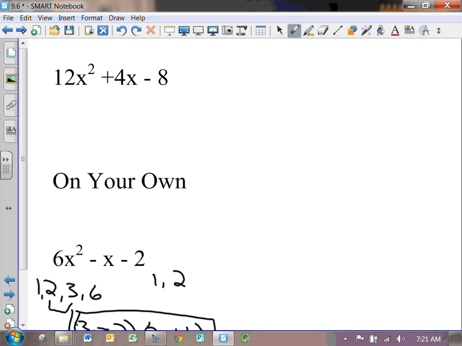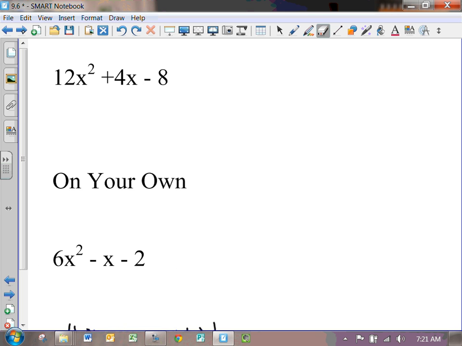We're actually going to skip those, and we're going to try this one up here. So 12x squared plus 4x minus 8. All right. So first, let me get rid of this a little bit down here. Looking at the factors of 8: 1, 2, 4, and 8. That's one of the pieces we have.